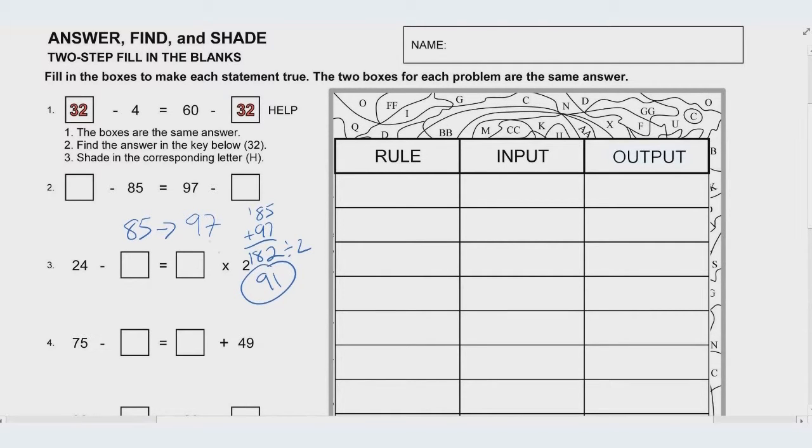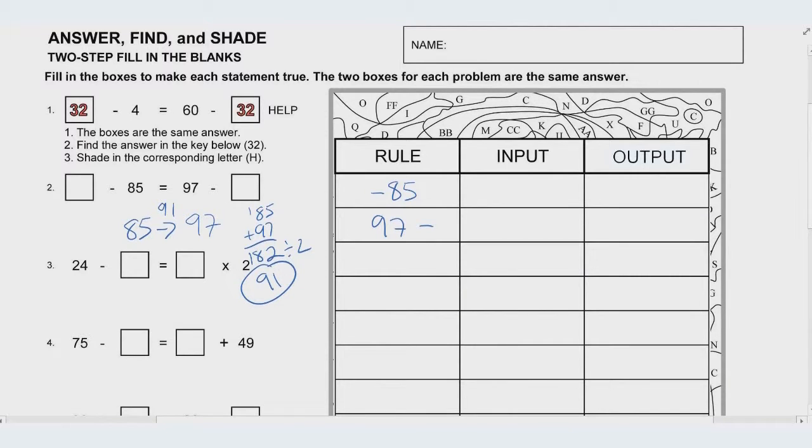So the number exactly in the middle between 85 and 97 is 91. Now this isn't always the answer, but it's a great place to start. So let's put it in our input-output chart. Our rule is an empty box minus 85 and 97 minus an empty box.